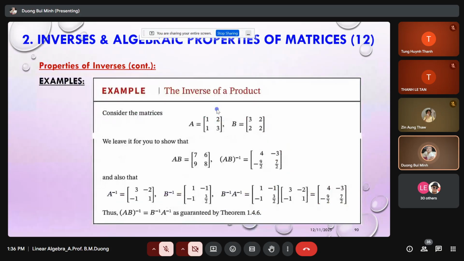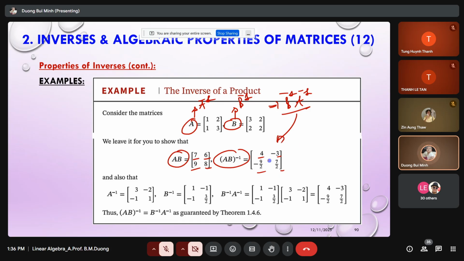Okay, continue. Now, these are examples, but I think it's easy. We have A and B. First we calculate A times B, and then we calculate the inverse of A times B. So A times B is 7698, and the inverse of A times B you get here. Or from A you can calculate the inverse of A, from B the inverse of B, and then take the inverse of B times the inverse of A, and you get the same result. So the inverse of B is here, the inverse of A is here.